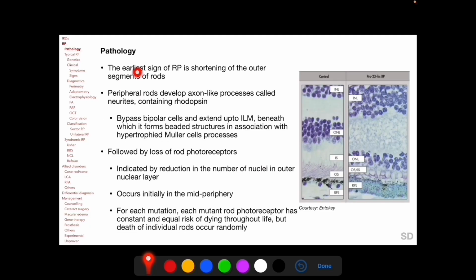On histopathological examination, the earliest sign of retinitis pigmentosa is shortening of the outer segments of the rods, and the peripheral rod photoreceptors develop axon-like processes called neurites which extend up to the internal limiting membrane. The shortening of the outer segments of the rods is followed by loss of rod photoreceptors, which is indicated by the reduction in the number of nuclei in the outer nuclear layer as seen here in this photograph, which shows that the outer nuclear layer in an eye with retinitis pigmentosa has fewer cells as compared to a normal retina. This loss of rod photoreceptors in retinitis pigmentosa occurs initially in the mid-peripheral retina.